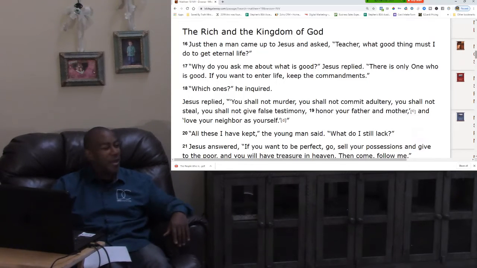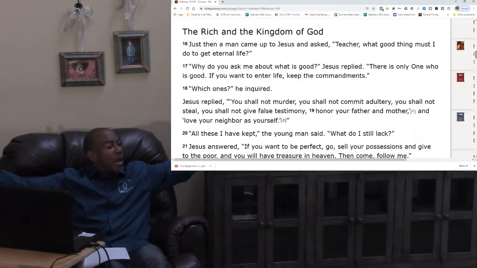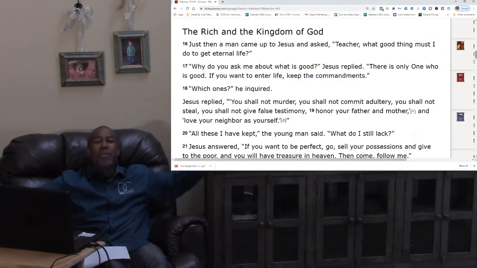It says, the rich man said the same thing. A rich man came to Jesus and asked, what good thing must I do to get eternal life? That's what people all around the world are asking right now. What do I need to do to get eternal life? And what will people tell you out there?